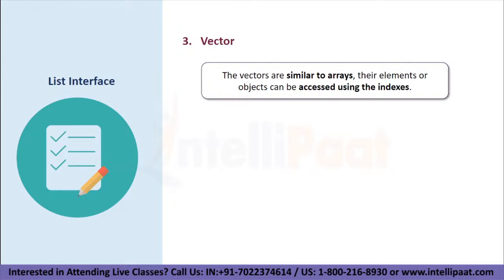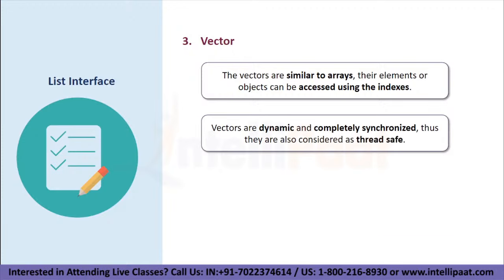Vectors are similar to arrays. You can access their elements with any index, except that they are dynamic in nature and completely synchronized. Because of this distinctive feature of synchronization, they are also considered thread safe, which simply means that only one thread can work on a vector at a time and all other threads cannot perform operations on it until the first thread releases the lock.